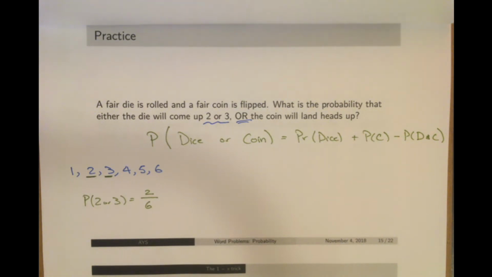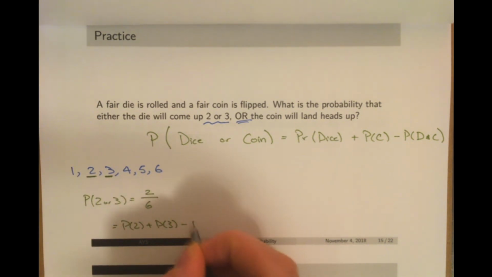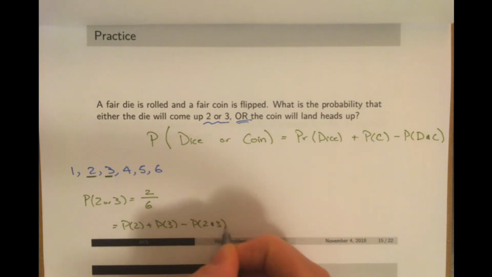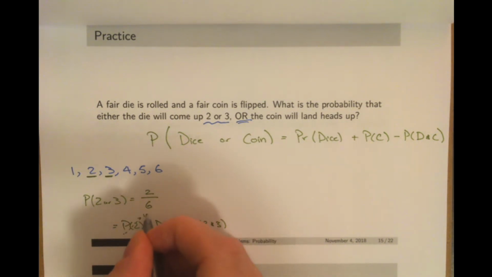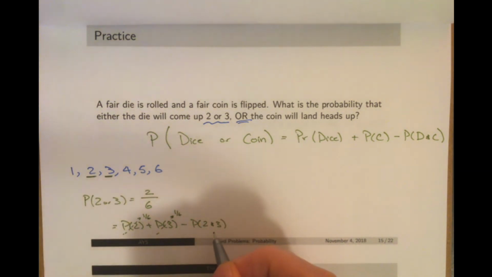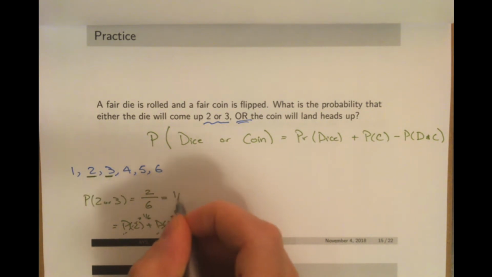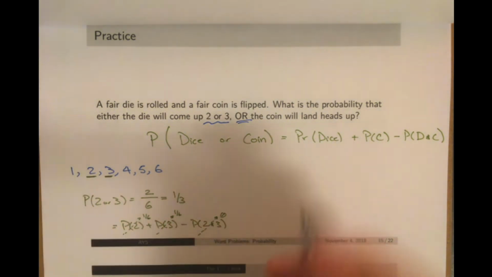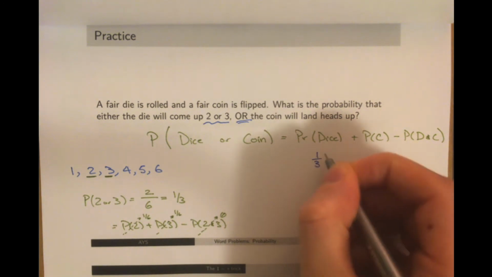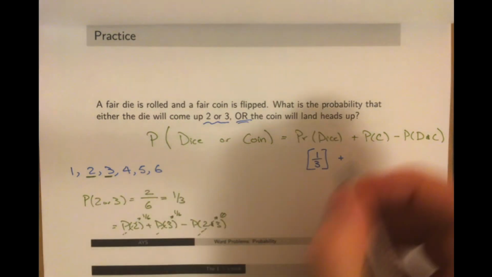If you want to do it very rigorously, you can say, okay, probability of 2 or 3 is equal to the probability of 2 plus the probability of 3 minus the probability of 2 and 3. Well, the probability of 2, 1 over 6. The probability of 3, 1 over 6. The probability that 2 and 3 happen at the same time on a single dice roll, well, that's 0. 1/6 plus 1/6 is 2/6, which is equal to 1/3. So I'm going to go ahead and fill in for probability of dice, 1/3. Now I'm going to do the coin. The coin lands heads. Well, the probability the coin lands heads is 1/2.